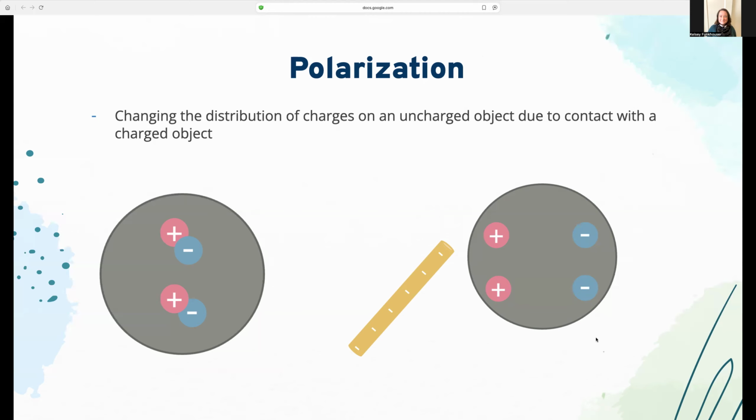This is polarization. So it goes from just neutral. And the charge on this is still neutral. It's just that one half is more positively charged and the other half is more negatively charged.